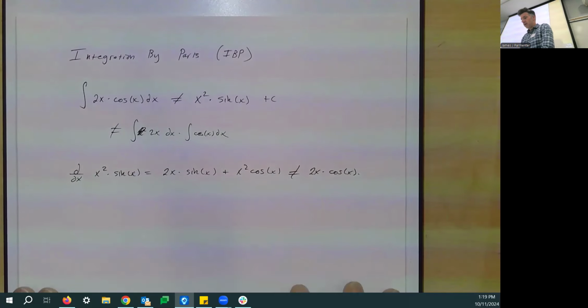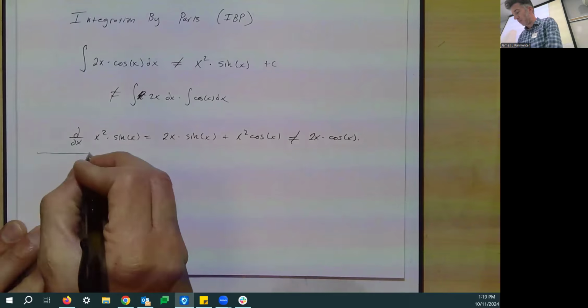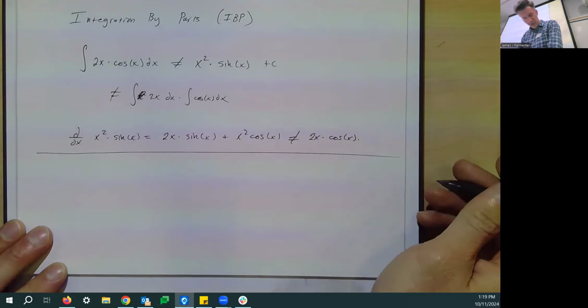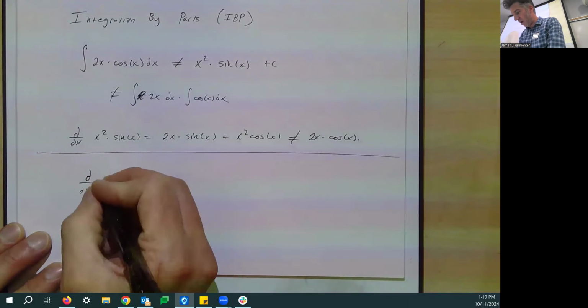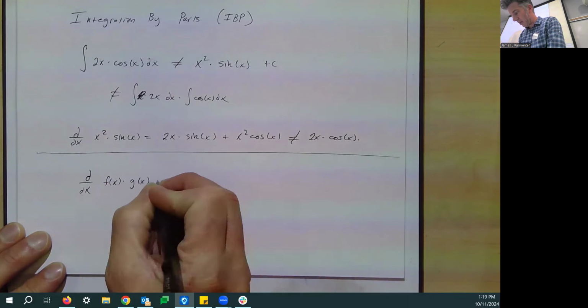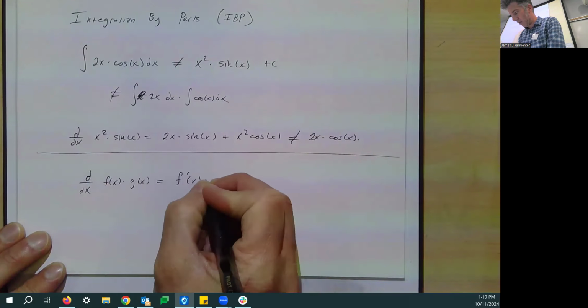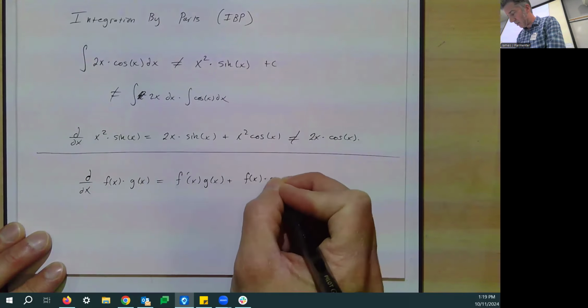So how does this work? Well, the idea here is that we're going to actually start with the product rule: the derivative of f of x times g of x is equal to f prime of x times g of x plus f of x times g prime of x.